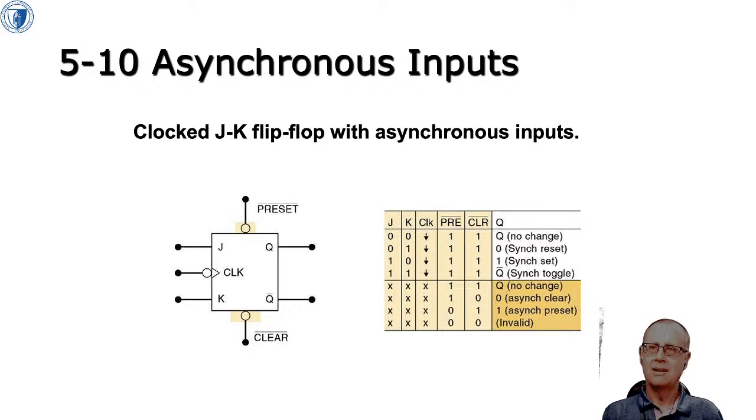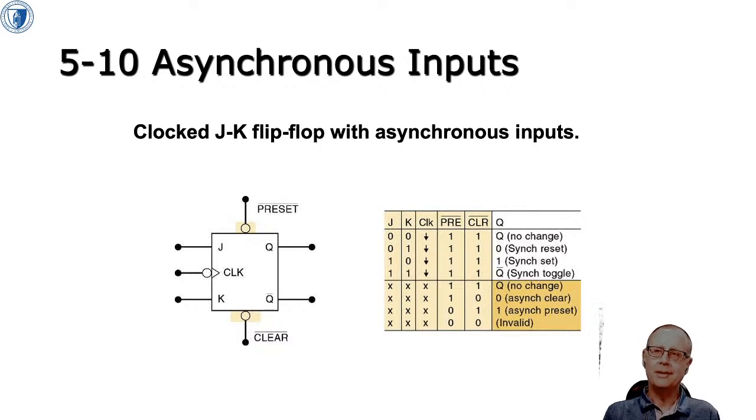And these are related to the J and K inputs, but their effects happen regardless of what's happening with the clock, and regardless of what's happening with the J and K inputs. Right, so in the table on the right hand side, you'll see that the top half of the table is exactly the same as what we had before for the standard synchronous operation of the JK flip-flop.